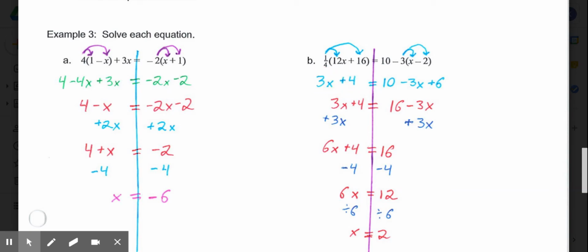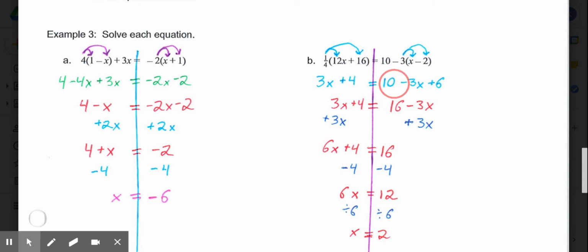On the right, we have 10 minus 3 multiplied by x minus 2. So we're distributing a negative 3 to the x minus 2. So a negative 3 times x is a negative 3x. A negative 3 times a negative 2 is a positive 6. So we have 10 minus 3x plus 6.